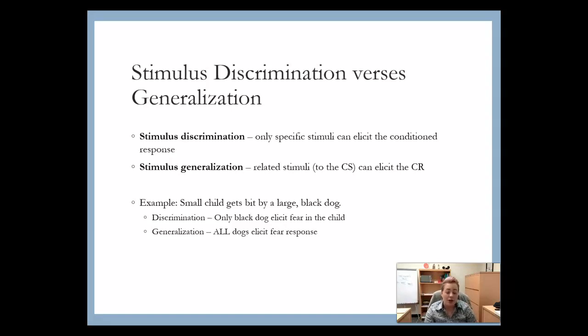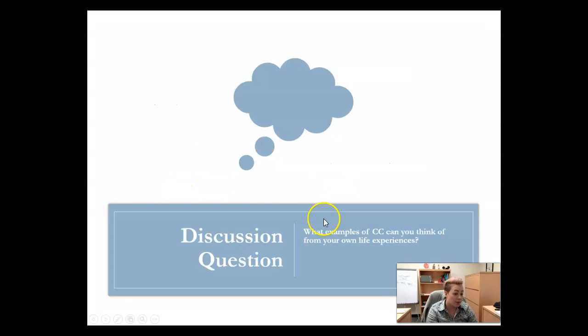That's discrimination. Another example: a small child gets bit by a large black dog. Okay? Stimulus discrimination would say only black dogs elicit fear in the child, or only large dogs elicit fear in the child. Generalization would say all dogs elicit that fear response in the child. So that's the difference between discrimination and generalization.